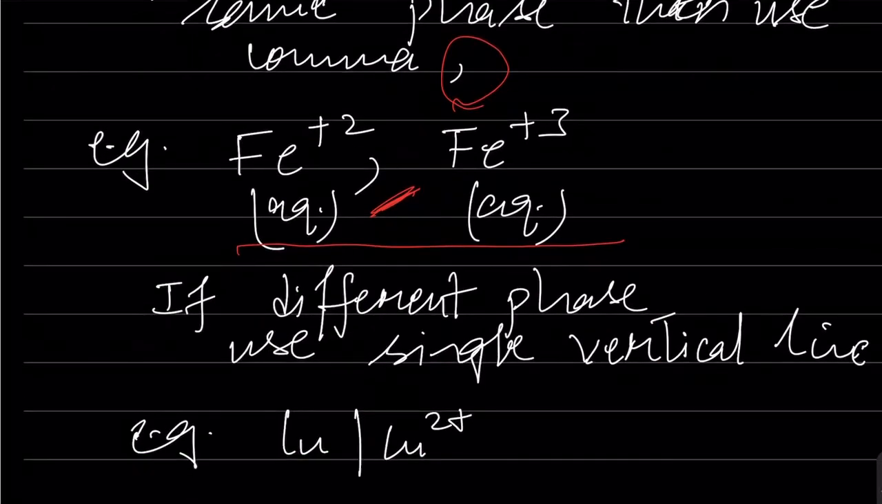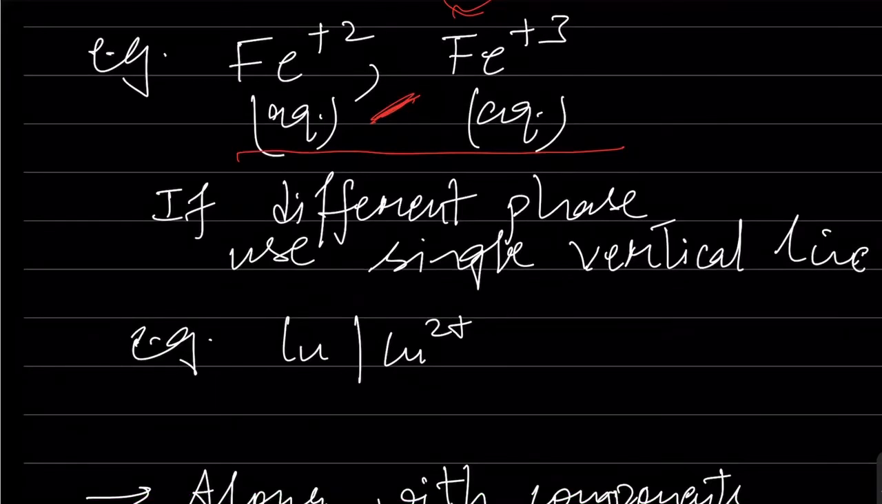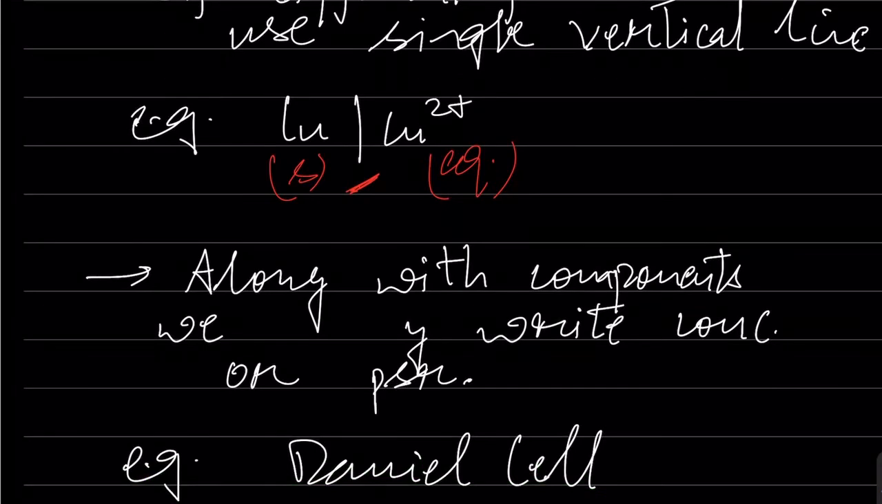If the phases are different, then we will use a vertical line. For example, this is obviously solid, so we will write solid over here, and this is aqueous, so we'll write aqueous over here, isn't it? So we have to show the vertical line.